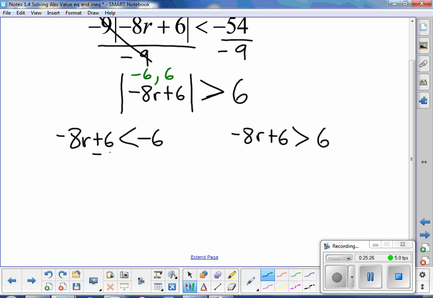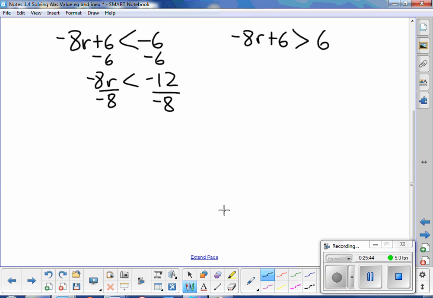Just double checking my signs here. Okay, so let's do a minus 6, minus 6. Negative 8r is less than negative 12. So we're going to divide by negative 8. There's another sign flip there. Let's extend the page. So those are gone. R, make sure you guys take that and switch it. You divide it by a negative. 12 divided by negative, negative is a positive. That can be simplified by a 4, so that's going to be 3 over 2 positive.